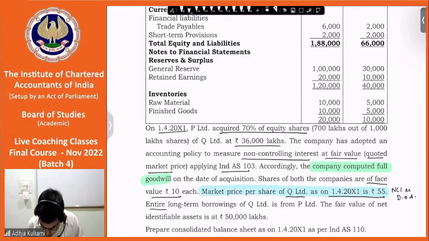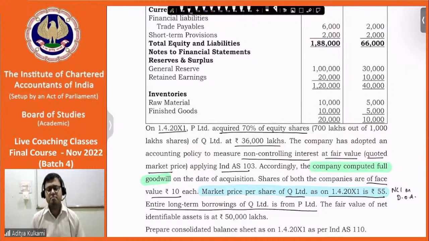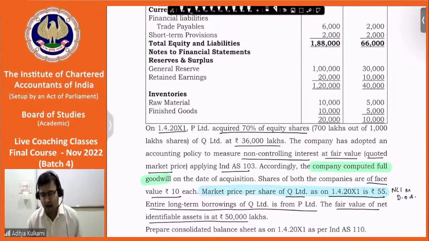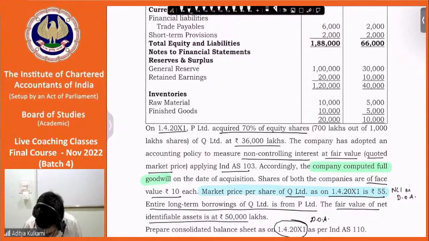Entire long-term borrowings of Q Limited is from P Limited. So whatever borrowings are there of Q, it is entirely from P. The fair value of net assets is 50,000 lakhs. Prepare the consolidated balance sheet as on 1st April 20X1 as per Ind AS 110. What is 1st April 20X1? Sir, this is the date of acquisition. So you have to prepare the consolidated balance sheet as on the date of acquisition. You will also have to ensure that it is as per Ind AS 110.